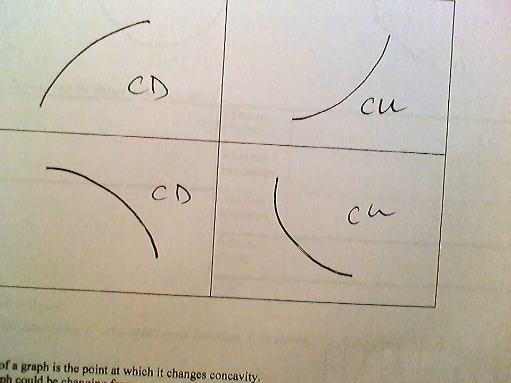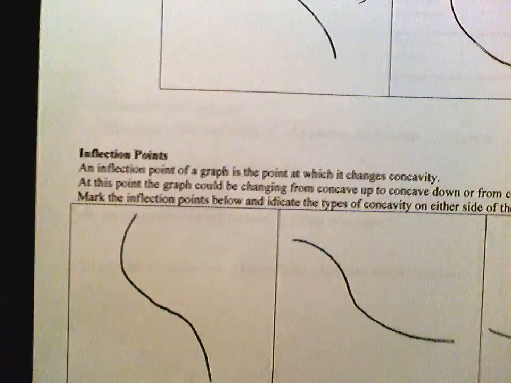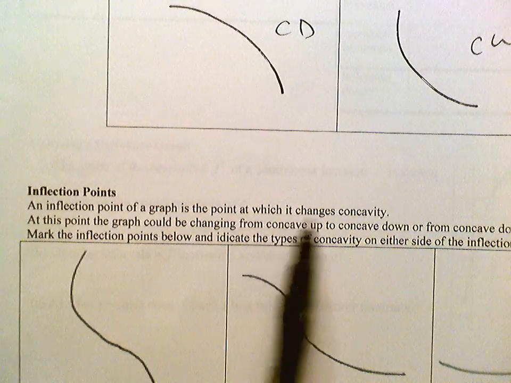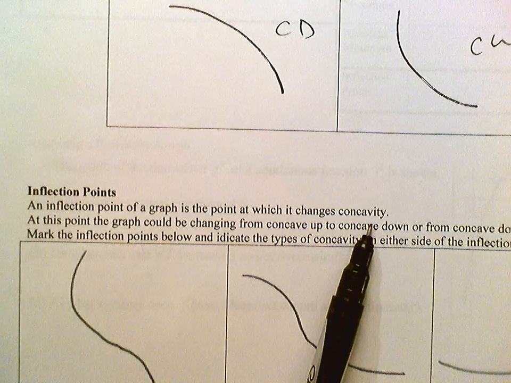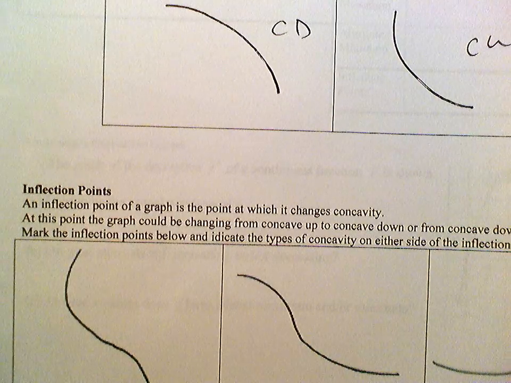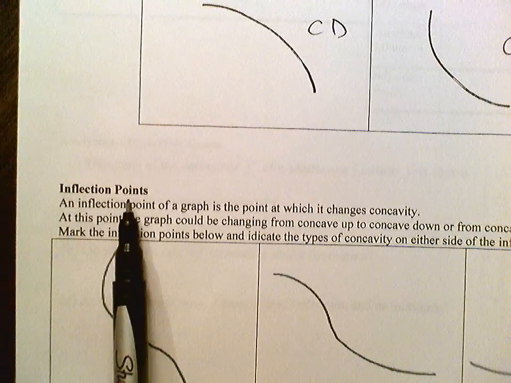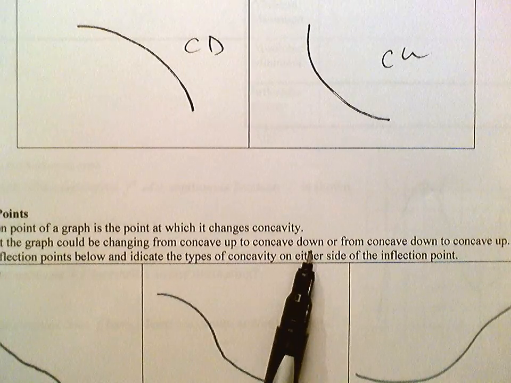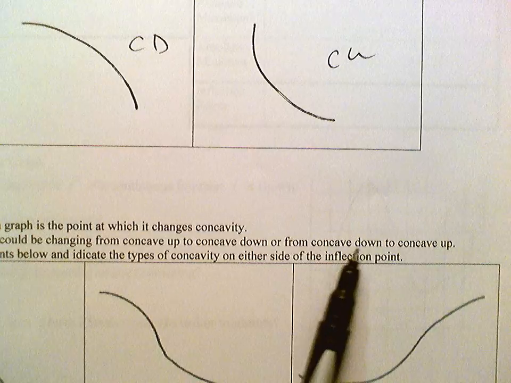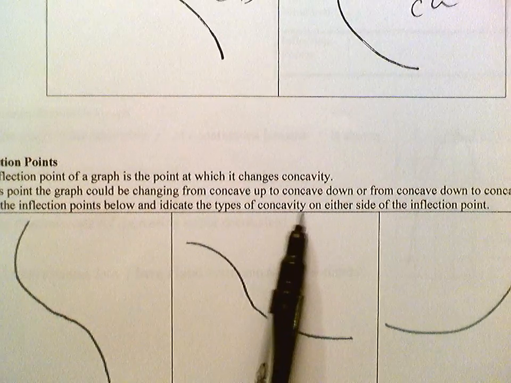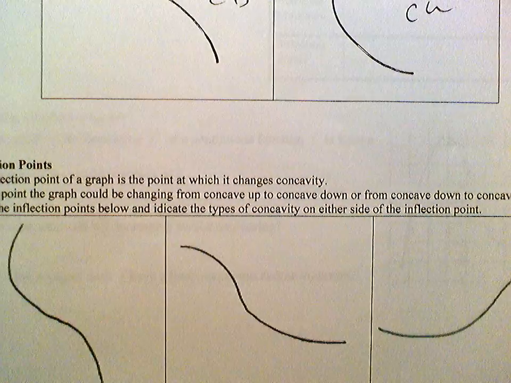Now that brings us to inflection points. An inflection point of a graph is a point at which it changes concavity. A lot of the graphs we're dealing with won't just be concave up or concave down. There will be changes in concavity, and those changes will occur at inflection points. At this point, the graph could be changing from concave up to concave down, or from concave down to concave up. What we're going to do down here is mark the inflection points below and indicate the types of concavity on either side of the inflection point.